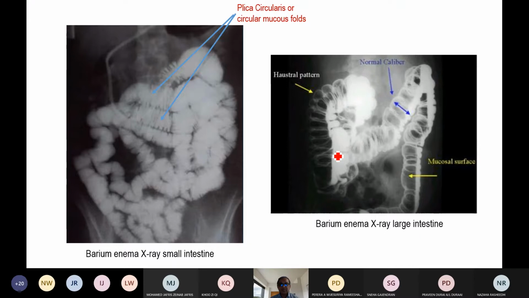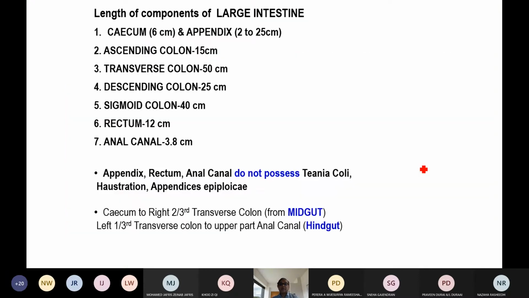So you can see here the transverse colon. This is the right colic flexure, this is the left colic flexure, and this is the descending colon. In diseases like ulcerative colitis, the appearance will not be such. The haustration will be totally absent, and the diameter of the large intestine will increase. So two characteristic features of ulcerative colitis are that the haustration pattern is lost, and there is permanent dilatation of usually the descending colon.